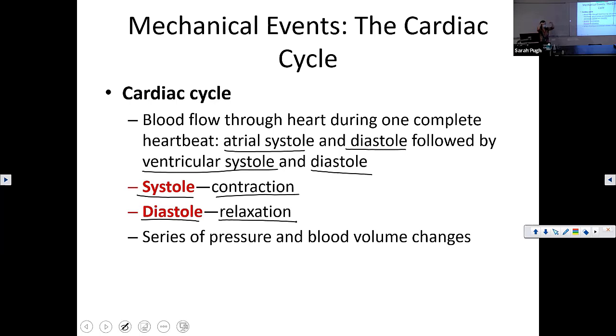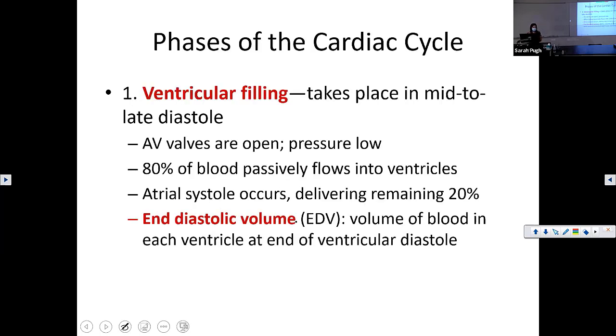It looks at one of those: atria contract, relax, ventricles contract, relax. All right. So we are going to walk through the cardiac cycle, and your book kind of divides it up into phases.